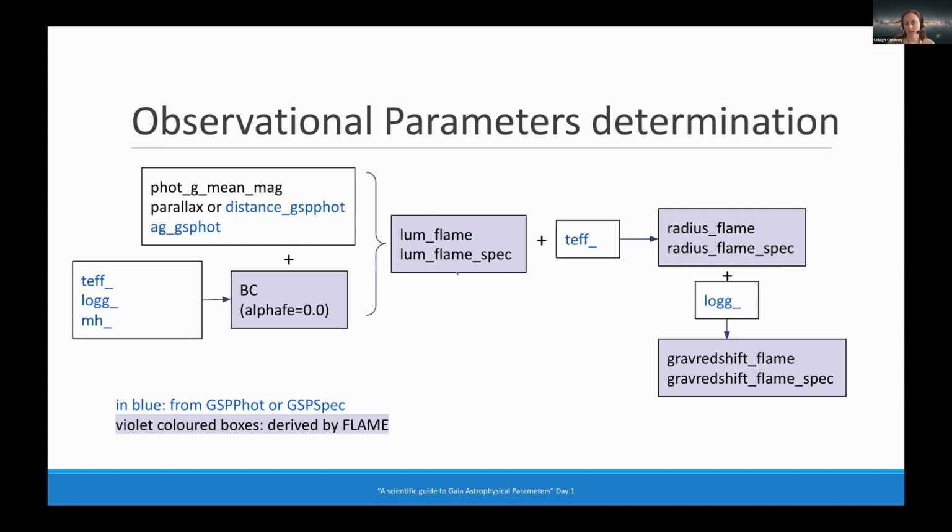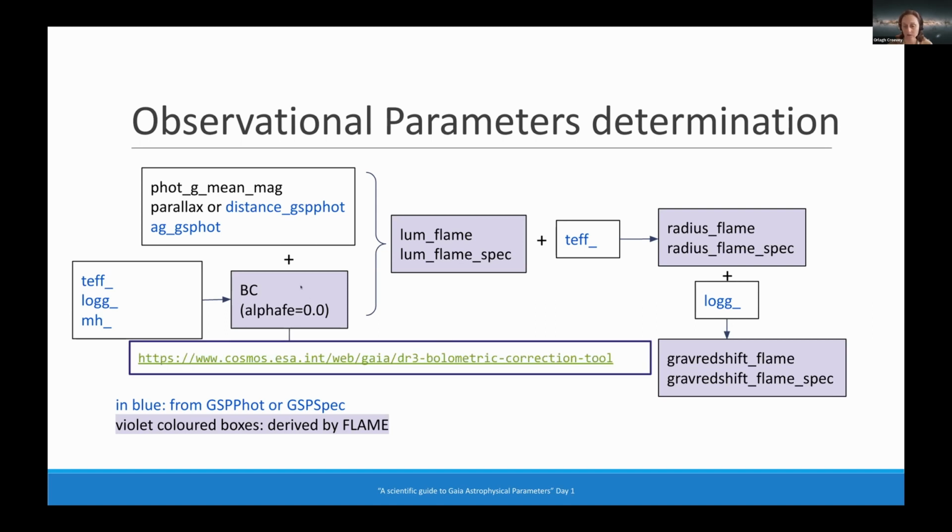Then with the luminosity, we again use the temperature, and this allows us to derive the radius. And then using the surface gravity from GSP-Phot and GSP-Spec, we derive the gravitational redshifts. So it's very clear. There's nothing hidden. This is why I consider it observational. We are not very dependent on models. Of course, the bolometric correction depends on models, and these parameters that we need also have model dependence. But from a Flame point of view, everything is very transparent with little model dependence.